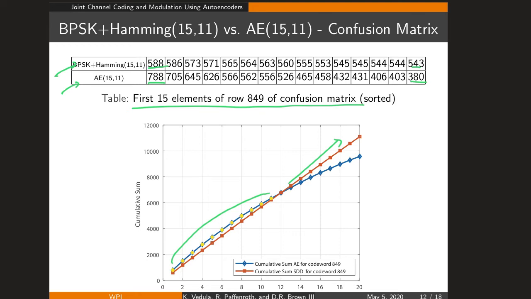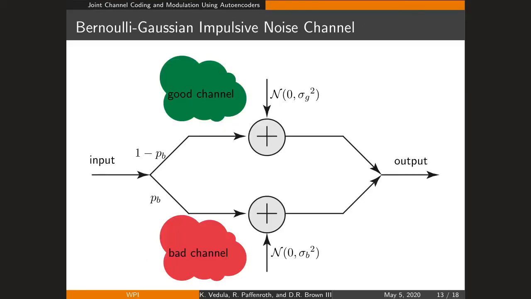Now this concludes the AWGN section. Now let's move on to Bernoulli-Gaussian impulsive noise channels. This is the setting for the Bernoulli-Gaussian impulsive noise channel.